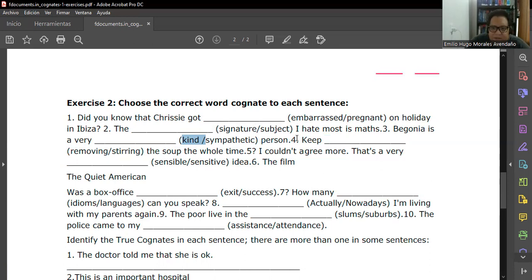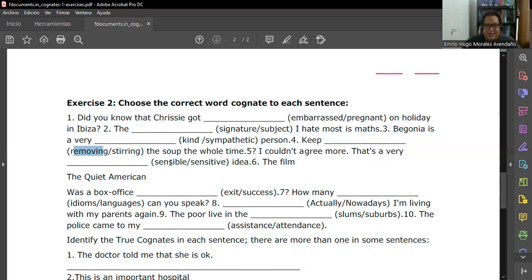On sentence number 4, it said, keep stirring the soup the whole time. In this case, removing could be confused with the word revolver. Puede ser confundida con la palabra revolver. Pero stirring sería la opción que deberíamos elegir. Si se dan cuenta, es otro falso cognado.